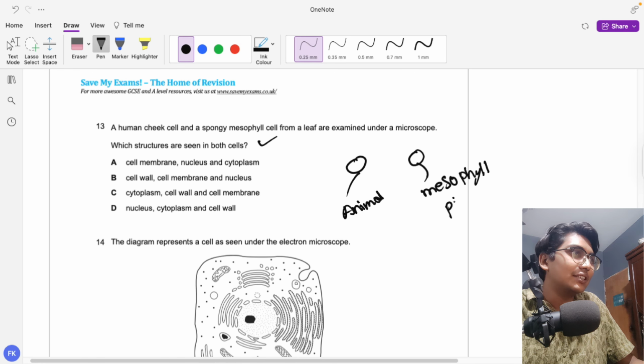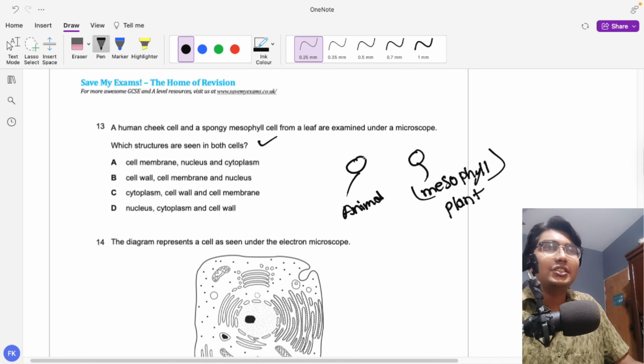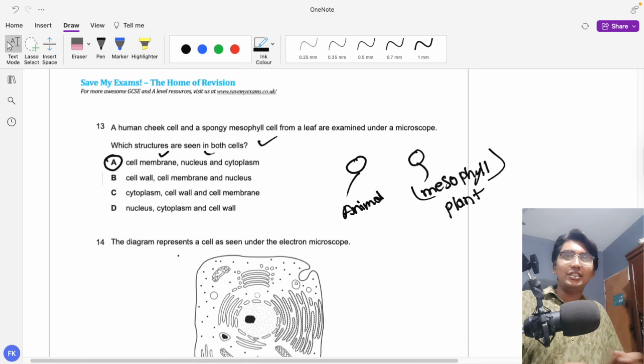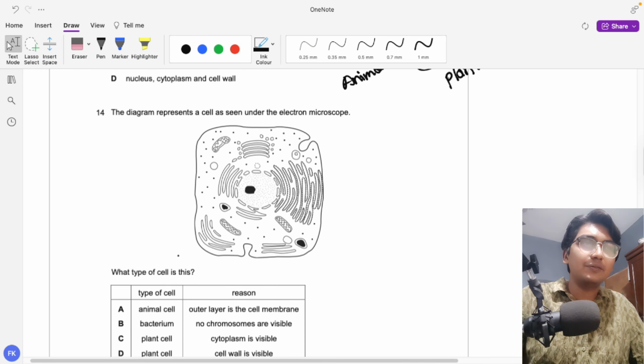Which is a plant cell, right? So which structures are seen in both cells? Cell membrane should be seen. Nucleus, cytoplasm, it should always be A, right? Did you guys get it? The answer is very simple.